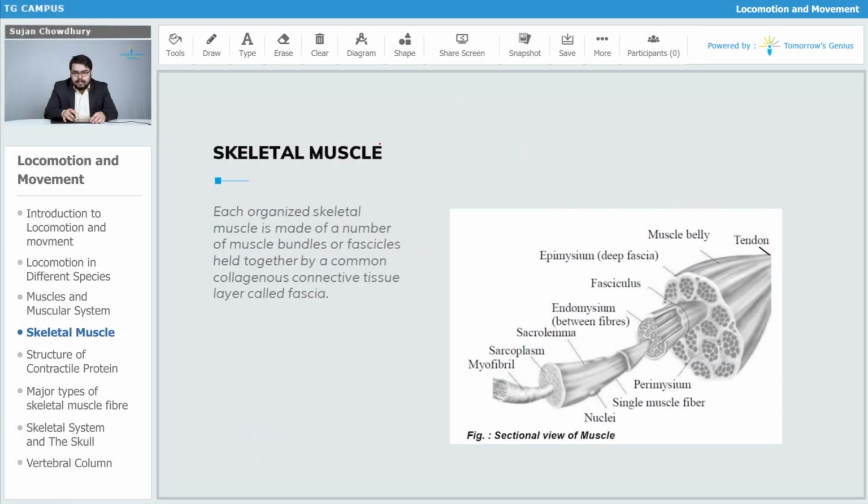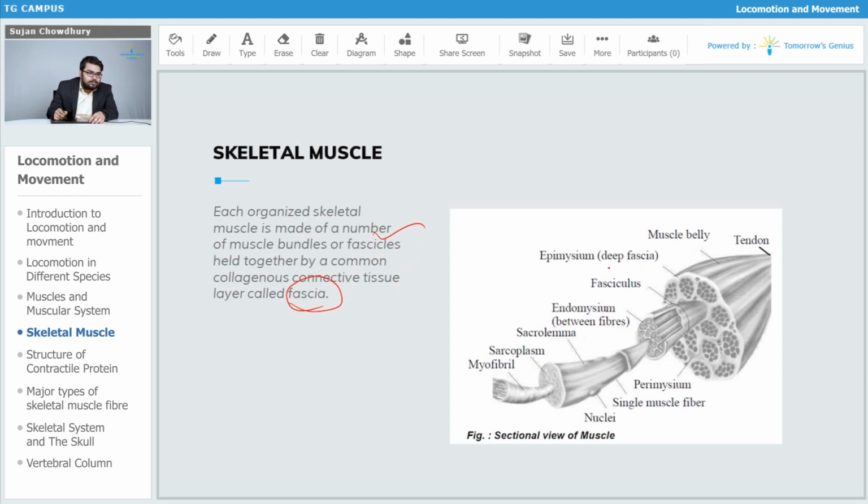Let's now understand the characteristic structure of skeletal muscle. Each organized skeletal muscle is made up of a number of muscle bundles or fascicles, which are held together by a common collagenous connective tissue called fascia. So fascia is nothing but a collagenous connective tissue layer that is holding a number of muscle bundles or fascicles.